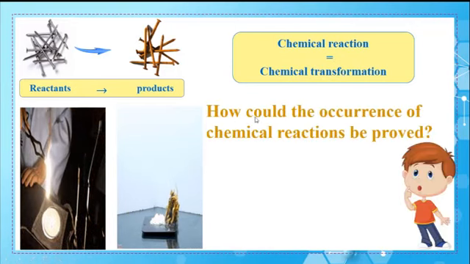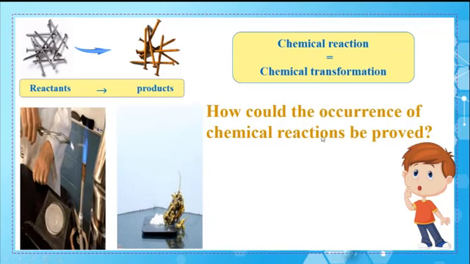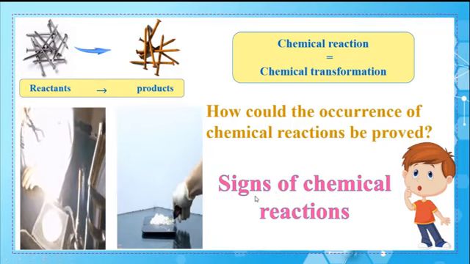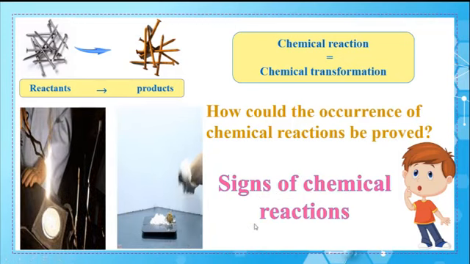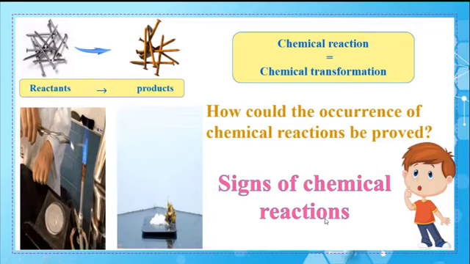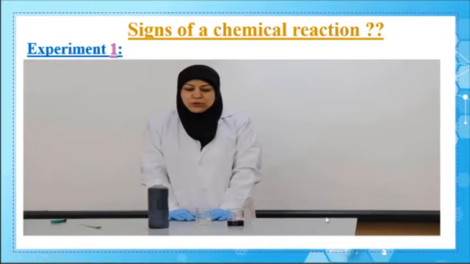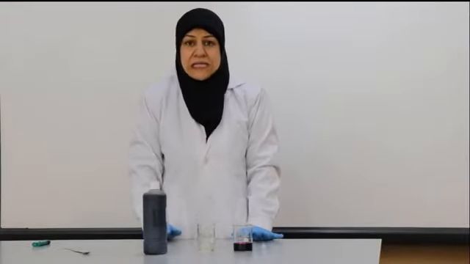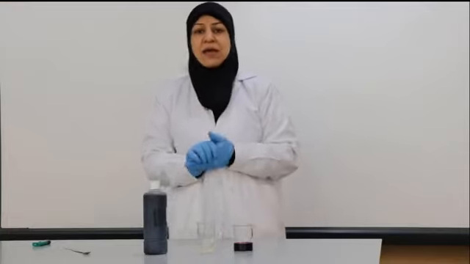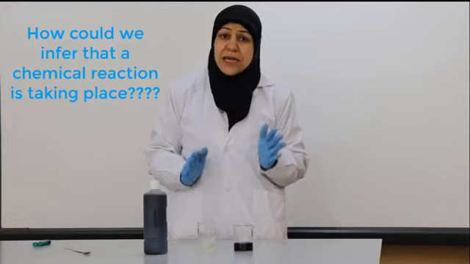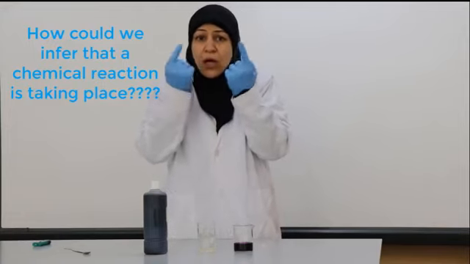But the question is, how could the occurrence of chemical reactions be proved? How could I prove that there are signs of chemical reactions? Good. Let's observe the first experiment to show the sign of the chemical reaction. For today, we're going to list the signs for the occurrence of a chemical reaction. And how could we infer that a chemical reaction is taking place depending on some signs that we observe?